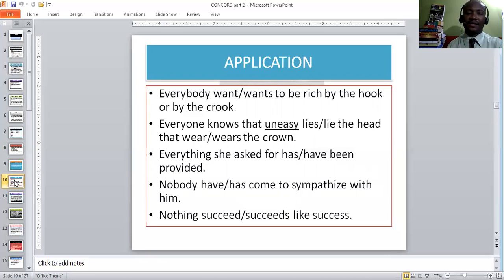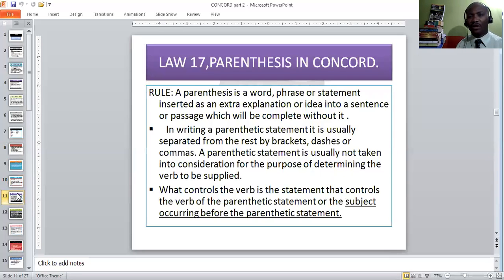Nobody has or have come to sympathize with him? Nobody. Out of many of his friends, nobody has come to sympathize. They have to come individually. So when you come, she has come, he has come, so nobody has. Nothing succeeds like success. Nothing succeeds, singular, like success.